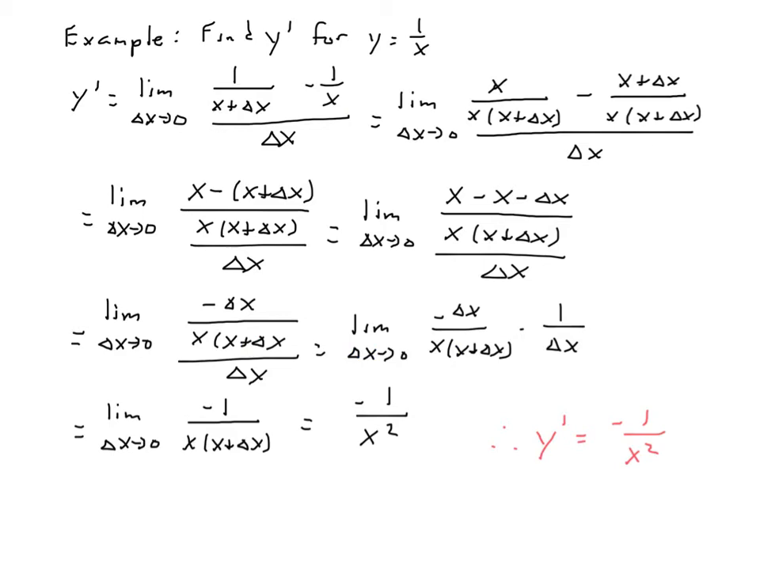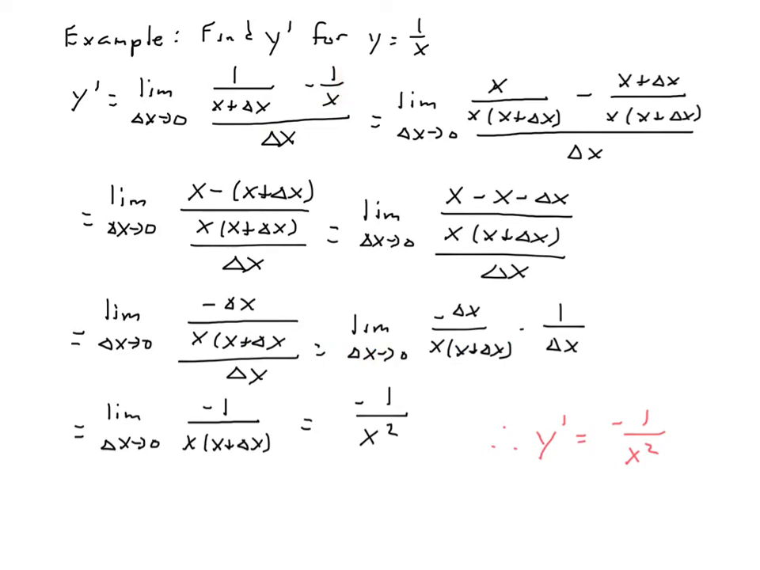The next thing I have to do, because I have to get this simplified, is get a common denominator. In this case, my common denominator is just going to be the product of x plus delta x and x. So to get the common denominator for the things in the top of this fraction, I'm going to have to multiply the top and bottom of the first fraction, 1 over x plus delta x, by x.